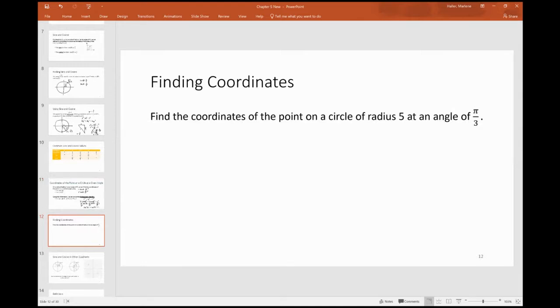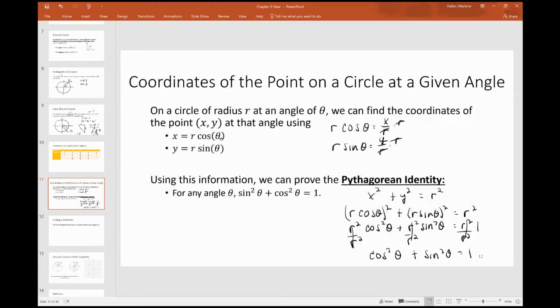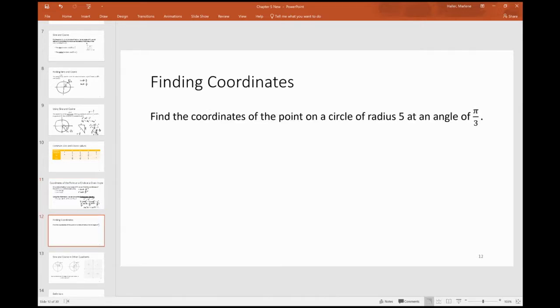Okay, so let's look at finding the coordinates of a point on a circle. Let's see if we can use, not necessarily the Pythagorean identity, but these two new equations that we just found, or these two new definitions for the x and y coordinate, right? We say that x is equal to r times the cosine of theta, y is equal to r times the sine of theta.